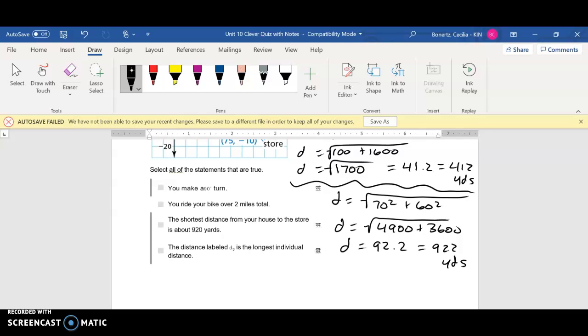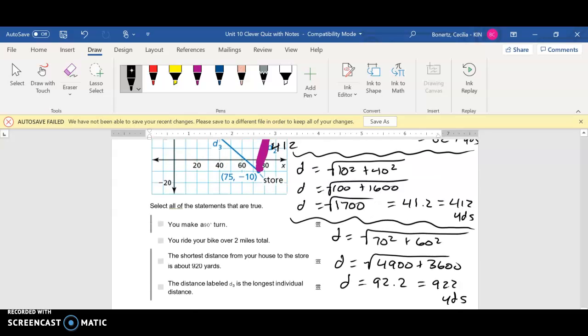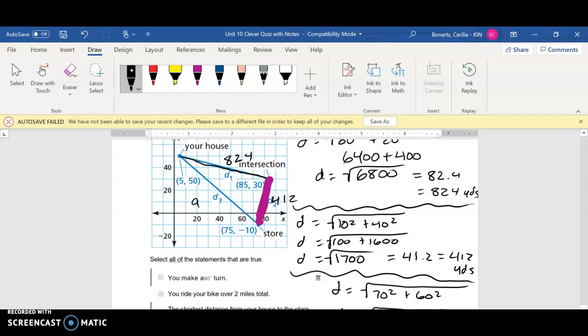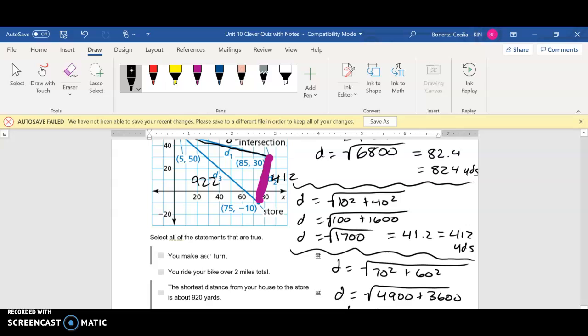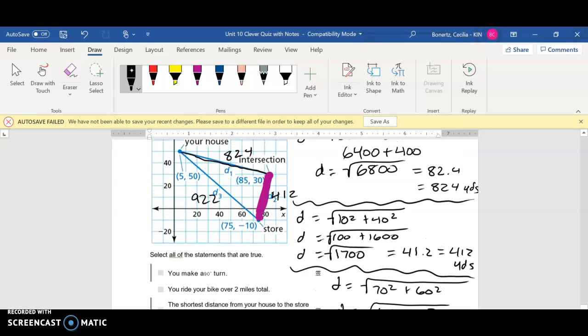So now that I know the distances of all of those segments, I can start evaluating these statements. The first one is I make a 90-degree turn. So if I make a 90-degree turn, then I know it's a right triangle, and I know that my two shorter sides, 824 squared plus 412 squared should equal 922 squared. So I'm just going to use my calculator to check that.